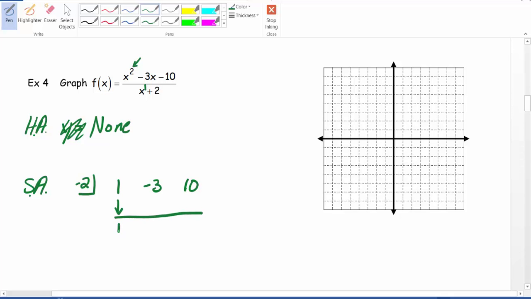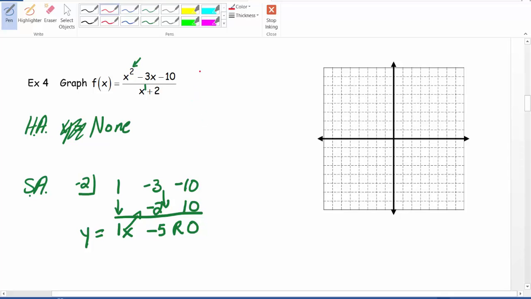First number drops down. 1 times -2 comes out to be -2. Adding going down, we end up with -5. -2 times -5 comes out to be +10. In fact, actually, this last coefficient is -10. And as a result, we end up with 0. So now our slant asymptote is y equals 1x minus 5, remainder 0.